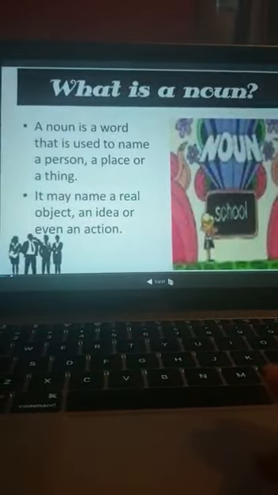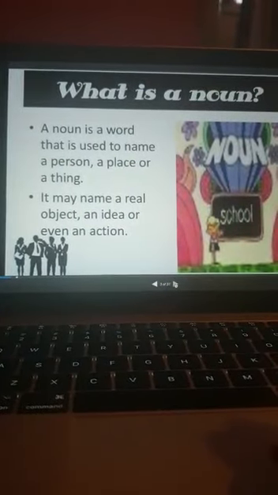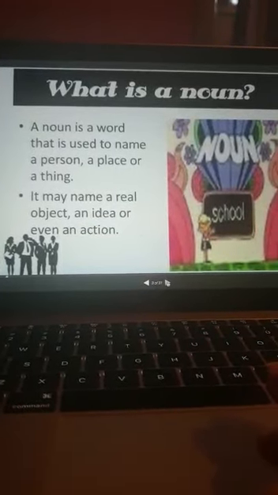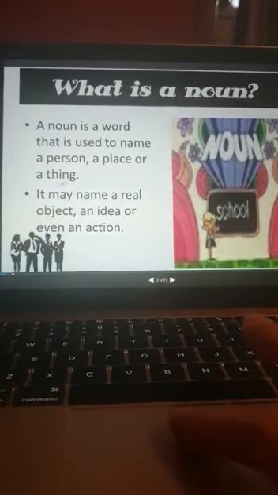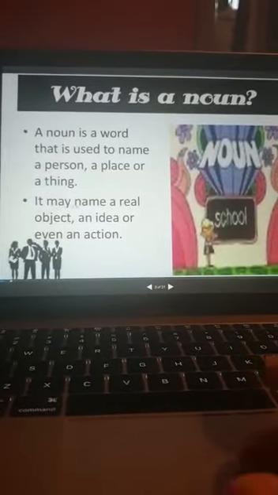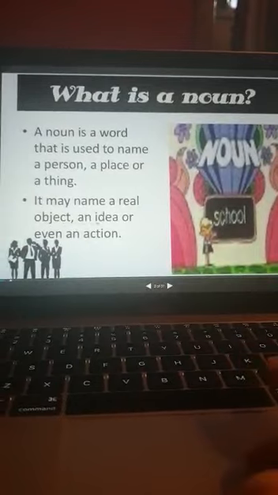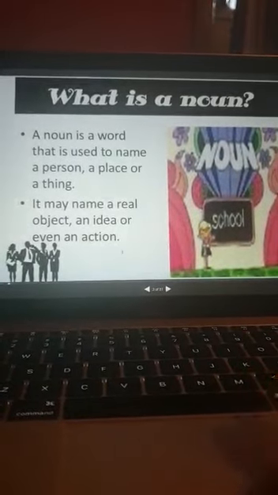Coming to the main topic, what is a noun? You already know it. A noun is a word that is used to name a person, a place, or a thing. It may name a real object, an idea, or even an action.